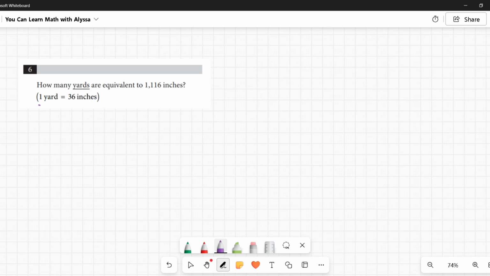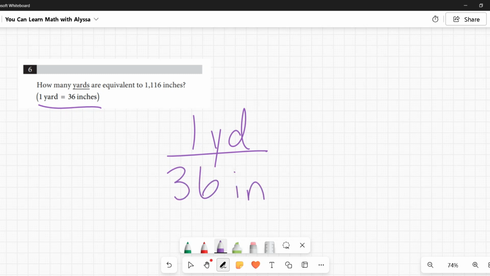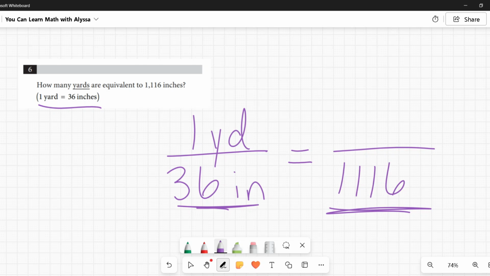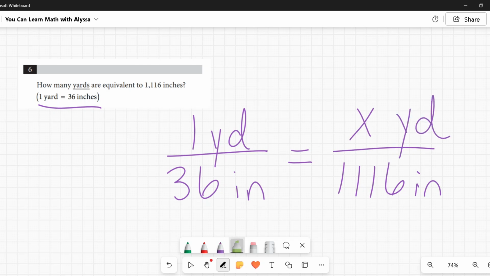So I'm given on one side this proportion that 1 yard is equal to 36 inches. So I can set up this proportion. 1 yard is to 36 inches. They are the same. On the other side, I want to set up the unit conversion, the one I'm trying to solve for. So we were given how many inches. So we want inches to be at the same place. Here they're the denominator, so they're going to be the denominator over here too. 1,116 inches, and I don't know how many yards there are. Anytime we have a unit conversion, we set up these proportions, and then we cross multiply.